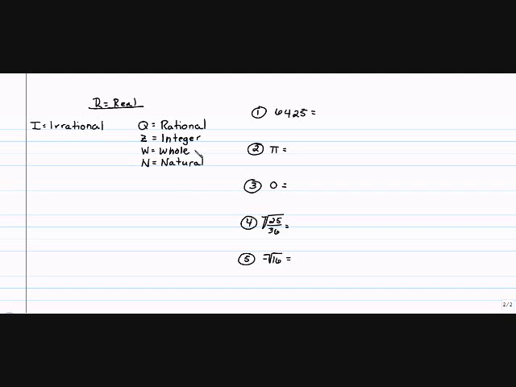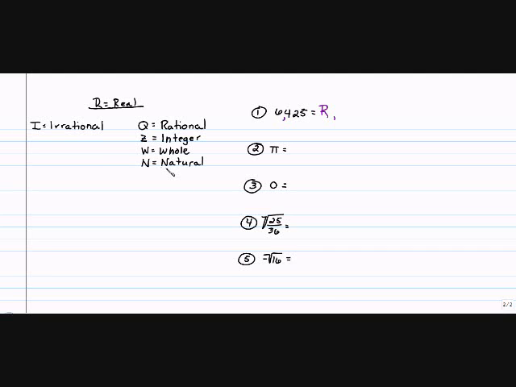So let's go ahead and take a look at a number. Number 1, 6,425. Well, I know it's a real number, so I'm going to use R. And I have to decide, is it rational or irrational? Well, it stops. It's not a decimal. It's not a square root. It's just a positive number. So I'm going to go with Q on this section.